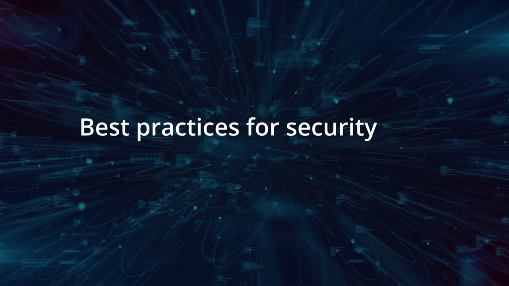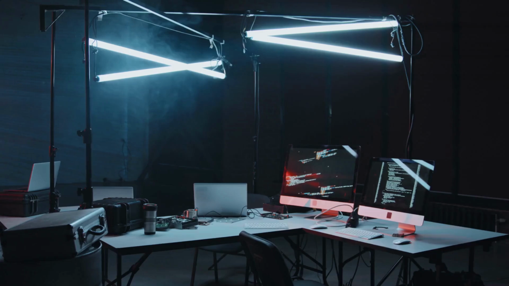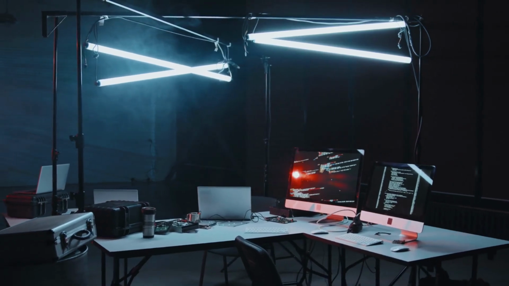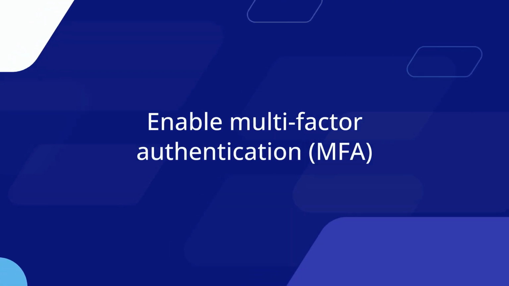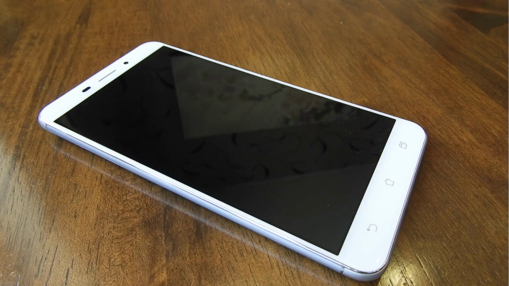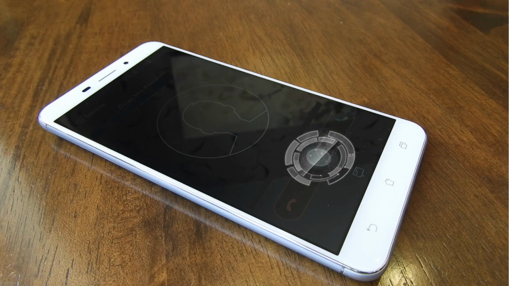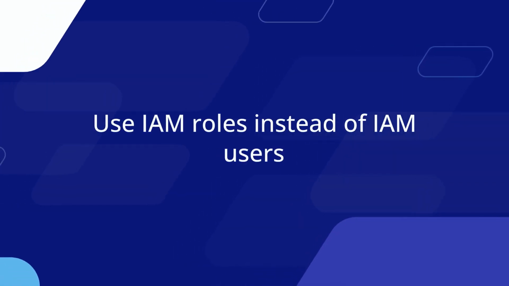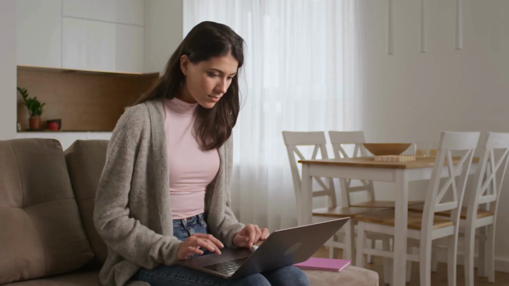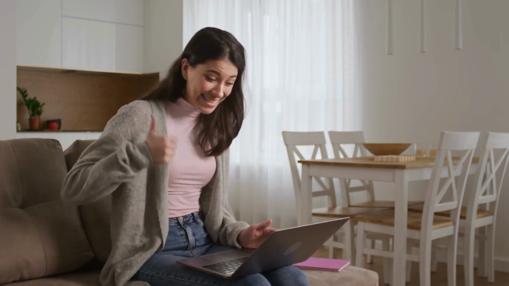Best practices for security and compliance in the cloud. Let's discuss some best practices for security and compliance in AWS. Enable multi-factor authentication, MFA. Adding an extra layer of security reduces the risk of unauthorized access. Use IAM roles instead of IAM users. For applications running on AWS services, always prefer IAM roles as they offer temporary security credentials.